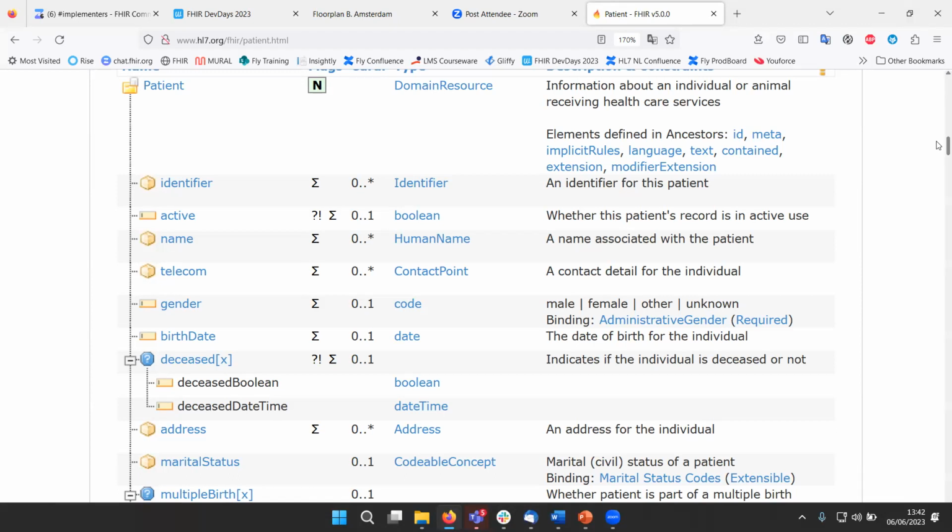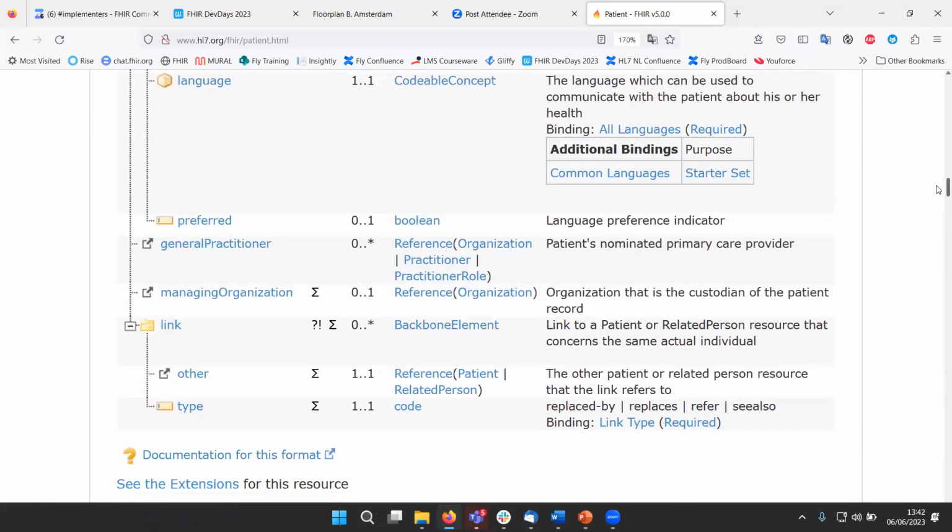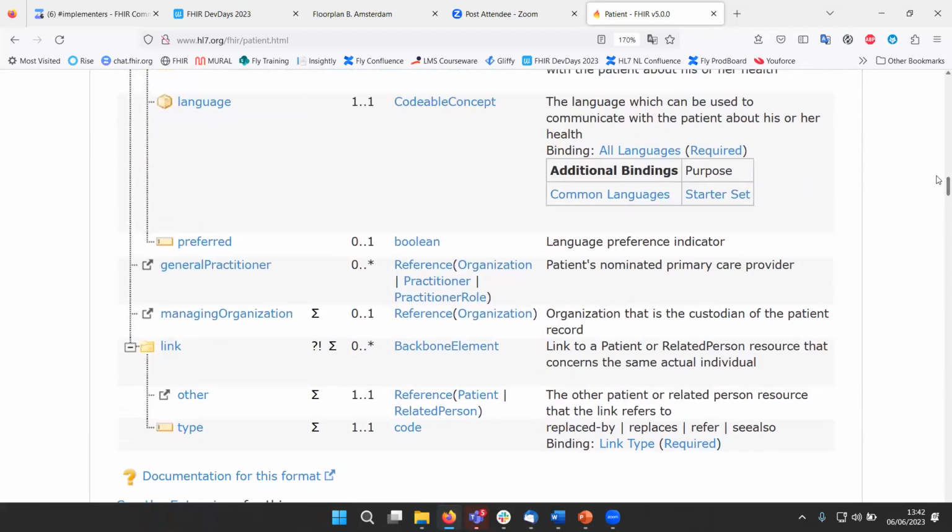Now, resources may have, as I told you, references. And one of the key references that we, for example, have in this patient resource is a reference to the general practitioner. So we have a reference to, in this case, an organization resource, GP practice, or a practitioner resource. So this allows us to explicitly capture the reference between one resource and another resource. Note the equivalent in version 2 would be a PID segment followed by a role segment, where the role segment then contains the details of the GP.